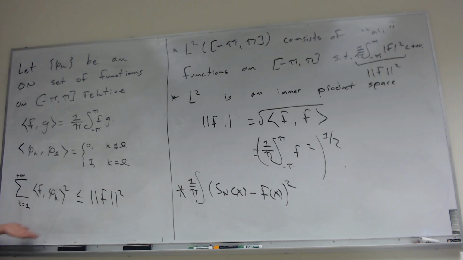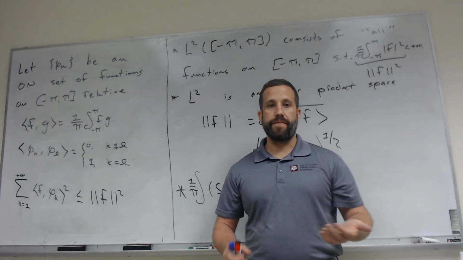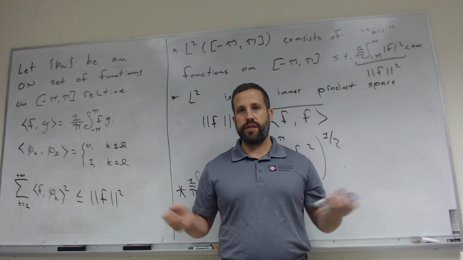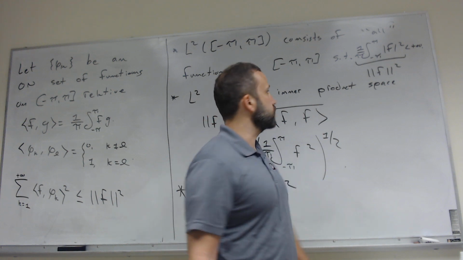The least squared approximation thing that we're going to look at is the exact same least squared approximation that you saw in a linear algebra class as well. Only we have infinitely many vectors now instead of a finite number of vectors.